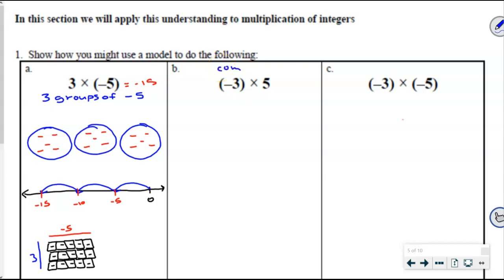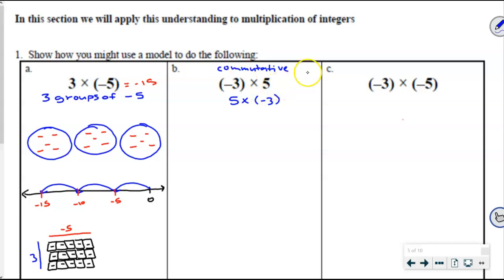Yeah, because multiplication is commutative, meaning I can change the order. So I can, if I want to, change this to 5 groups of -3. That is still going to give us the same result mathematically. Could we more easily model 5 groups of -3 than -3 groups of 5? Yeah, we definitely could do that more easily.